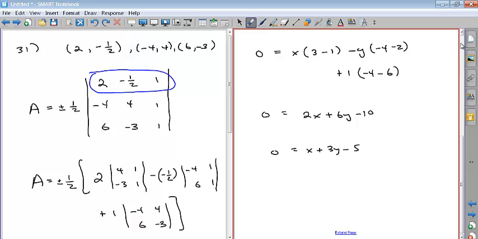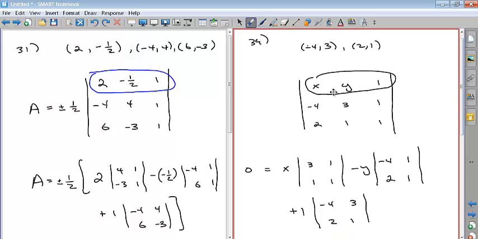So again, what you do, you have x, y, and 1. The x coordinates, the y coordinates. Find the determinant, and there's your answer.